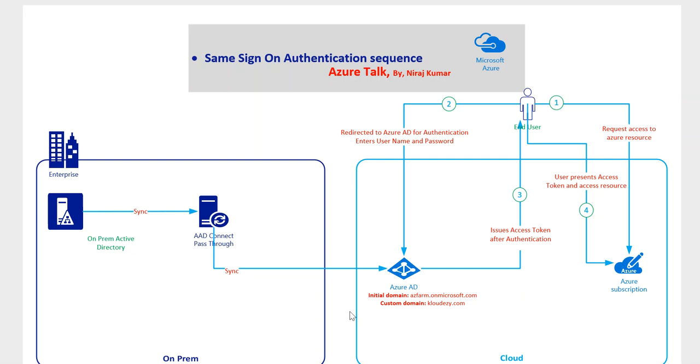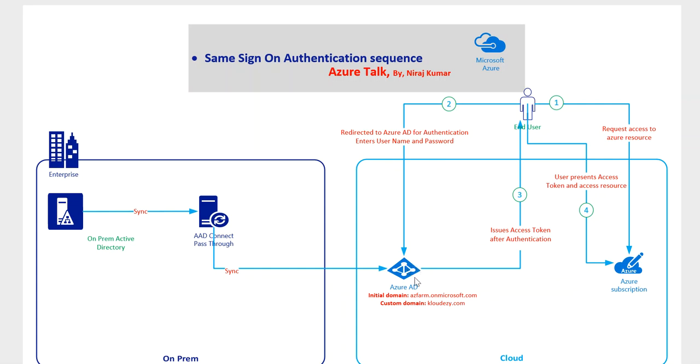It's very transparent to user, but essentially what they are doing is they are using same sign-on, which means they are using an identity which is sitting in Azure AD and which has the same password, and they are getting authenticated against Azure AD. So this is the same sign-on authentication. Same way, user tries to access the resource, and it gets redirected to Azure AD authentication portal.